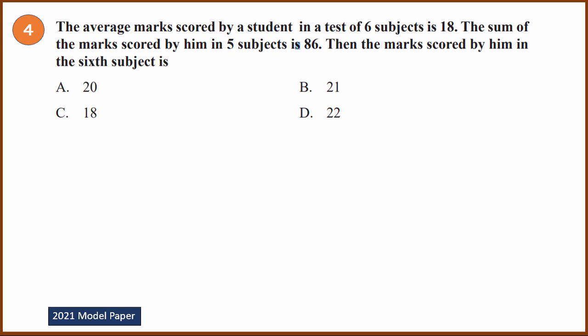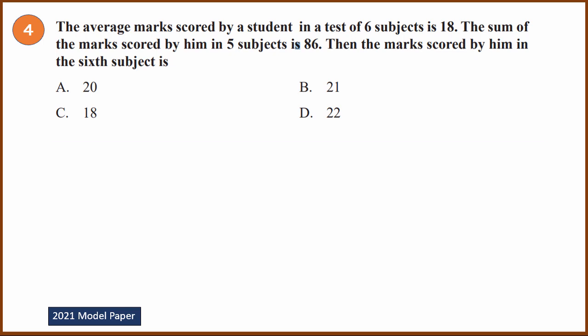This is an average mark question. It's a quite common question. So let us see what the question says. The average marks scored by a student on a test of 6 subjects is 18. In a test there are 6 subjects, and the boy got an average of 18 across the 6 subjects. The sum of the marks scored by him in 5 subjects is 86. So he scored 86 in 5 subjects. So question is, how many marks were scored by him in the 6th subject? That's the question.